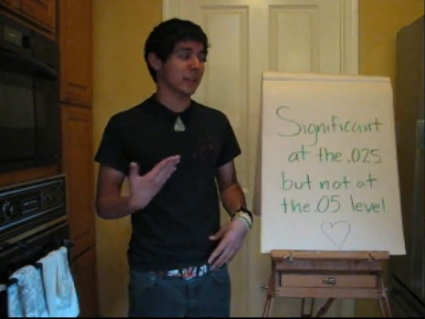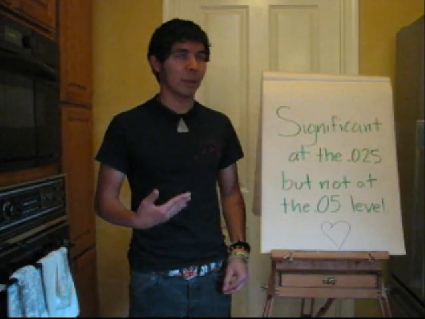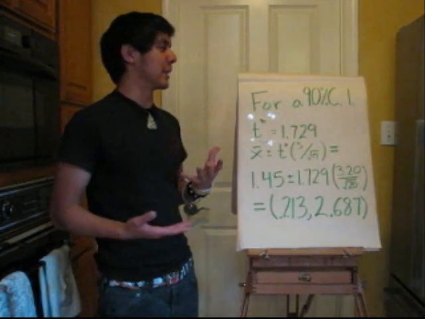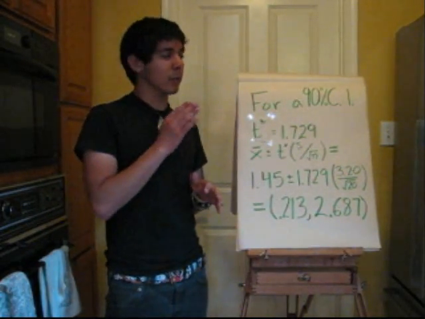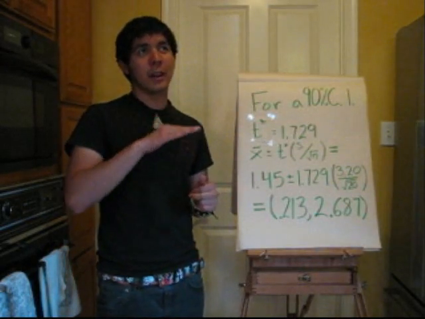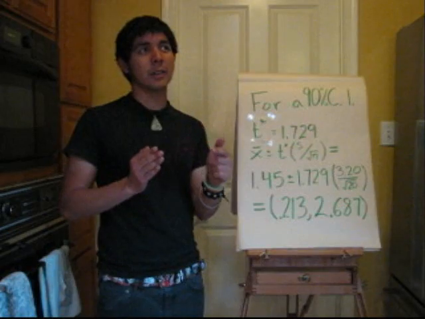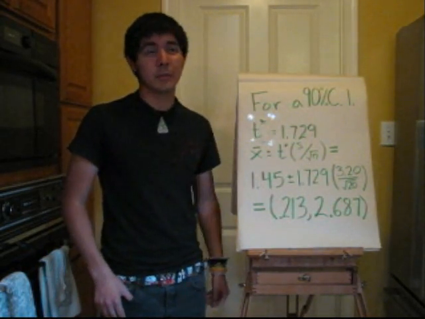Now this means that there is significant evidence at the 0.025 level, but not at the 0.05 level, to reject the null hypothesis. Now for our data, we need to find a 90% confidence interval. The way we find that is with our t-star: we go to 19 degrees of freedom on our t-table and up to the 90% confidence interval, which will give us the number 1.729.